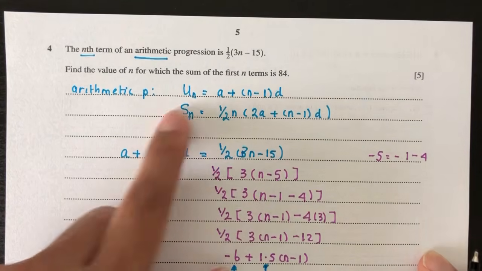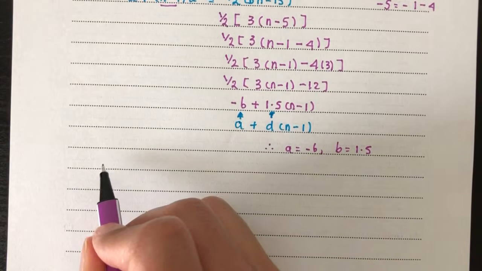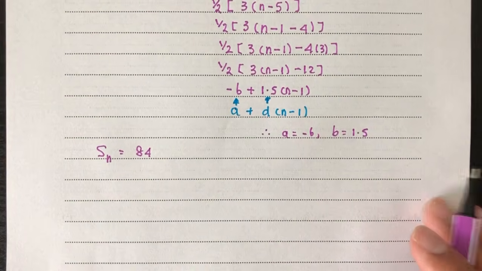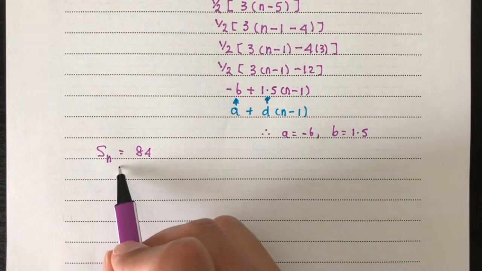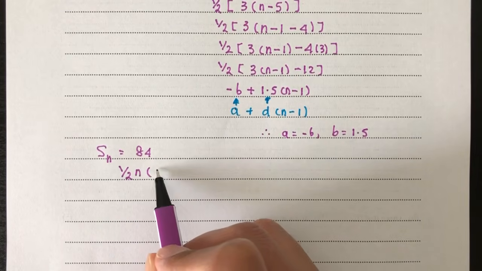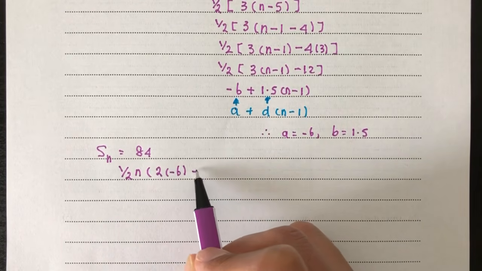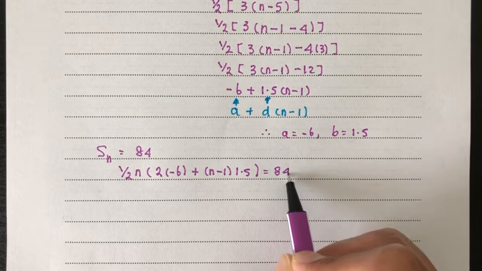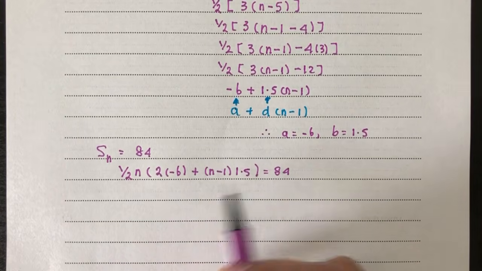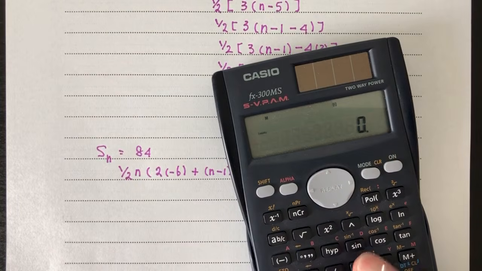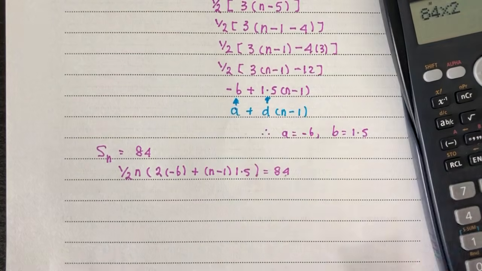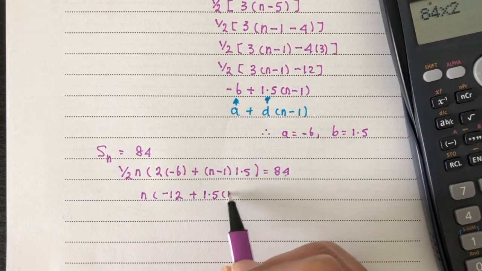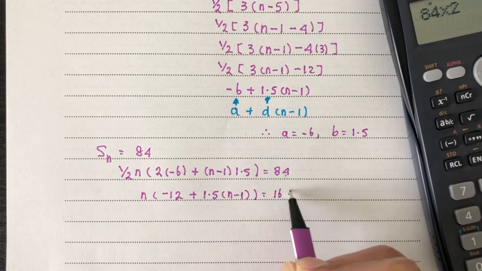This is the formula for the first n term. So let's write this down. The sum for the first n term will be 84. We have to find the value of n for that sum. So the formula will be half n times 2 times a, which is minus 6, plus n minus 1 times d, which is 1.5, bracket equal to 84. So we can bring 2 on this side by cross multiply. So what is 84 times 2? That will be 168. So n, this is minus 12 plus 1.5, n minus 1, that will be 168.